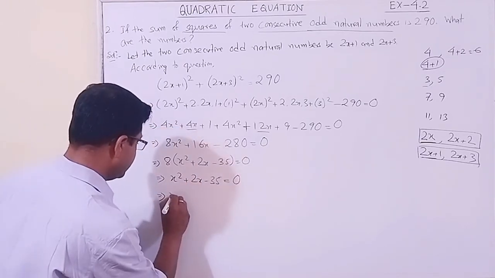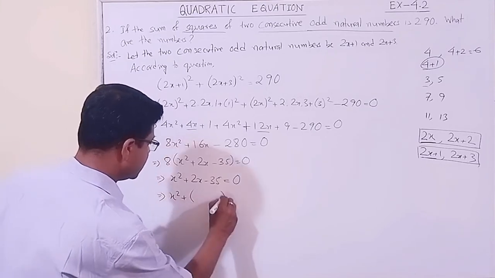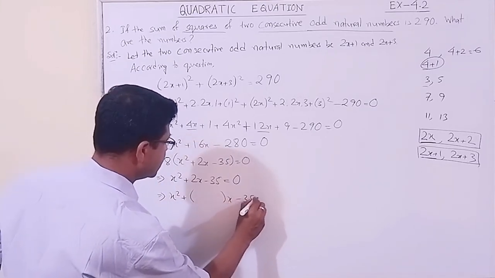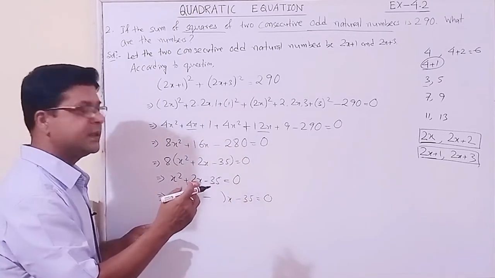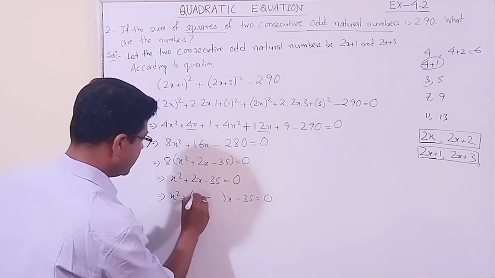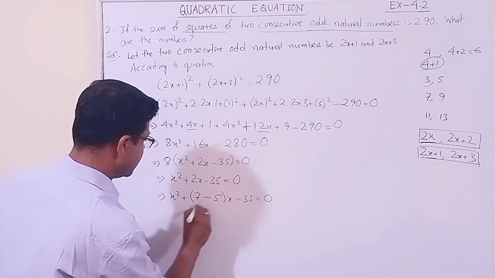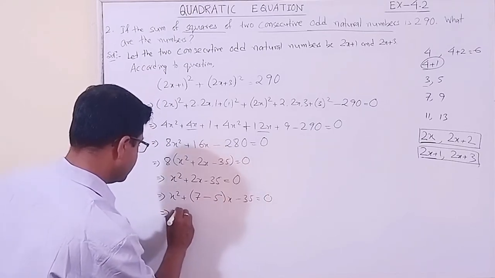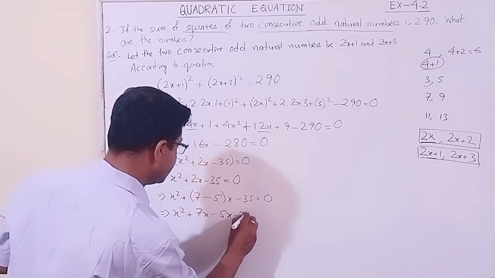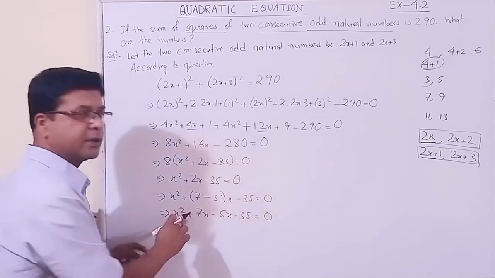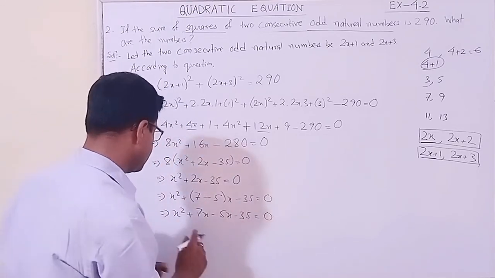How will we do it? x square plus 2x minus 35 is equal to 0. If it is minus, again it is minus. Now 35 is 5 times 7, so we have to make plus 2, so 7 minus 5. So we have got x square plus 7x minus 5x minus 35 equal to 0.